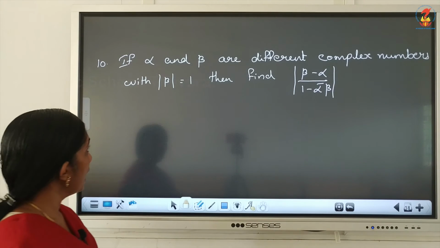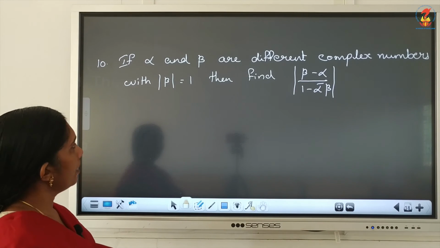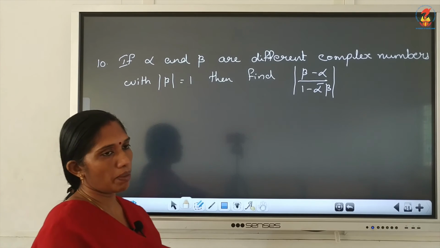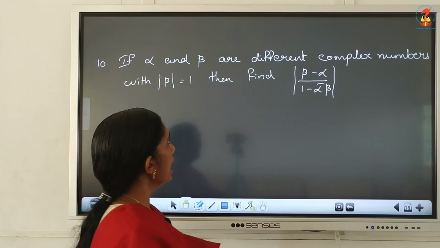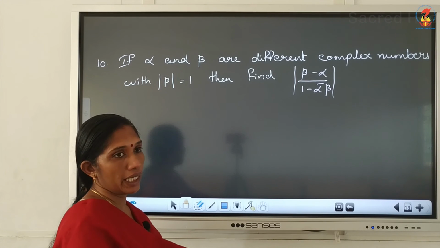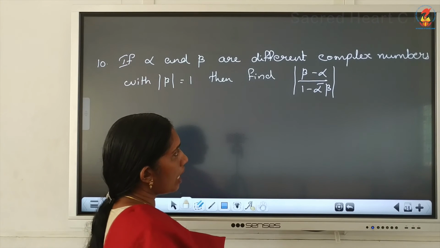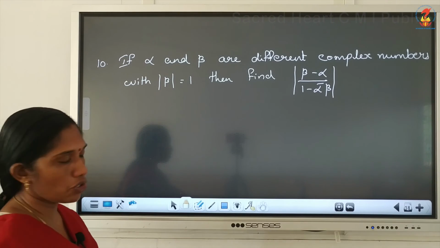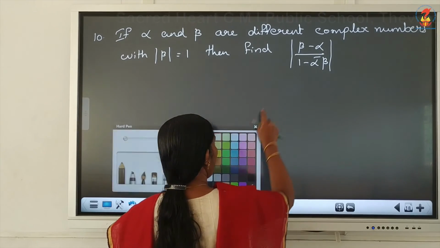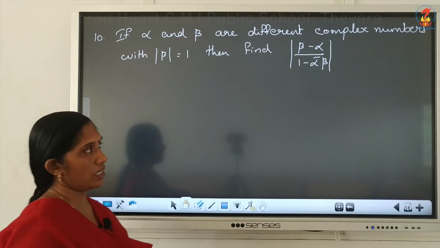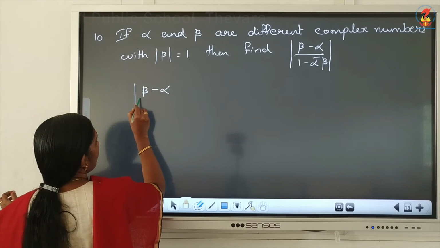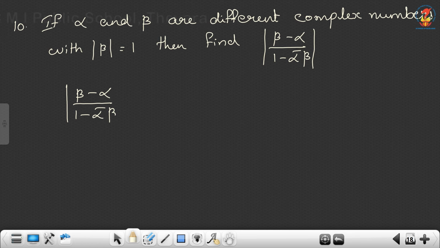The next one. If alpha and beta are different complex numbers with modulus of beta equal to 1, the modulus of the complex number beta is given as 1, then find the modulus of (beta minus alpha) by (1 minus alpha bar beta). Alpha bar means conjugate of alpha. So we have to find the value of this, the modulus of that.